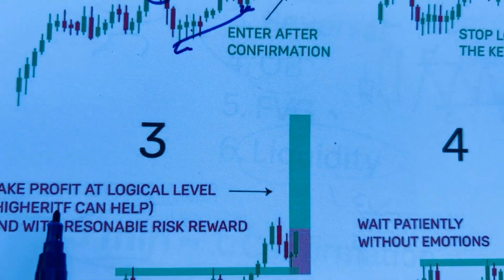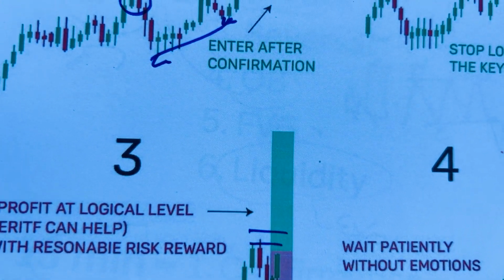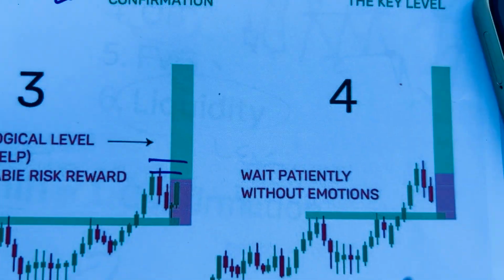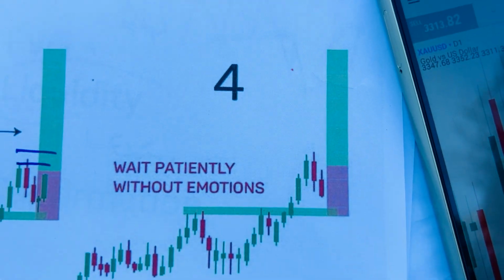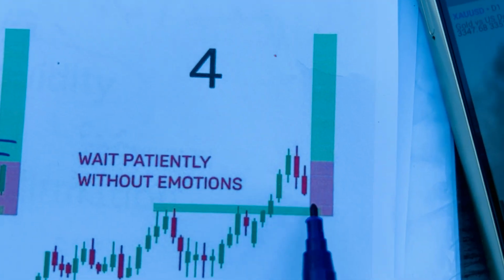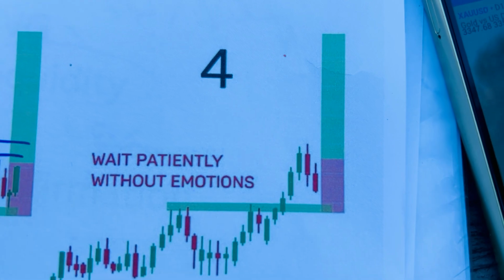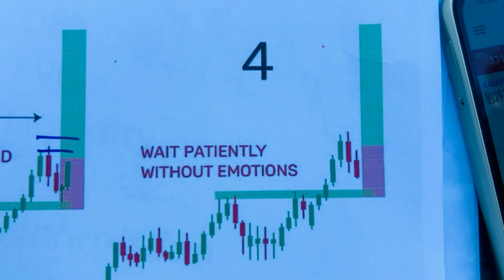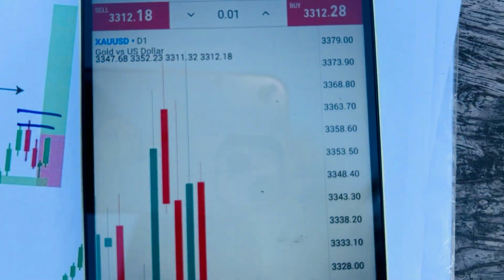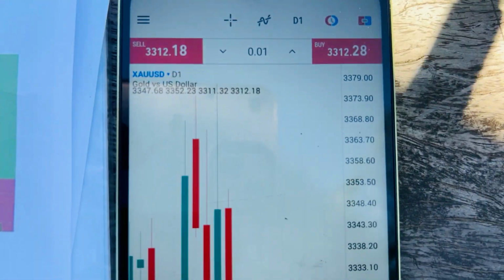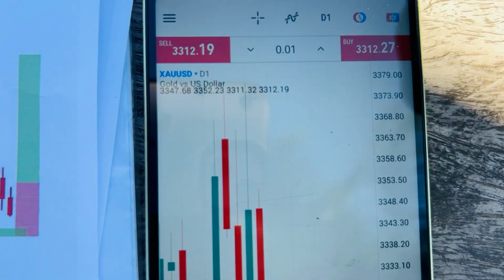So let's look at step number 3 that you need to take. You take profit at a logical level. It's simple and straightforward to take profit. Now you wait patiently without emotions. Once you get an entry, you wait. You don't jump in, you don't change the stop loss, you wait, because the market will reward you for waiting and give you profit, and you get out of the trade.